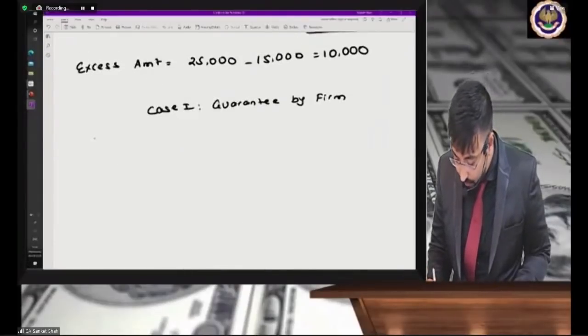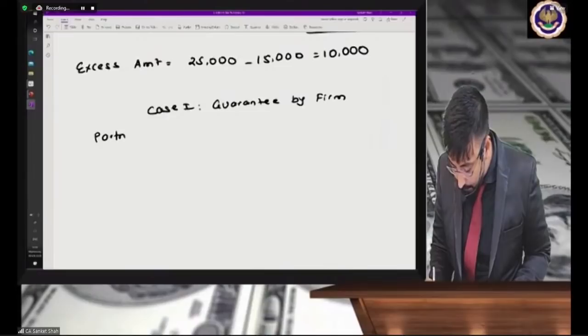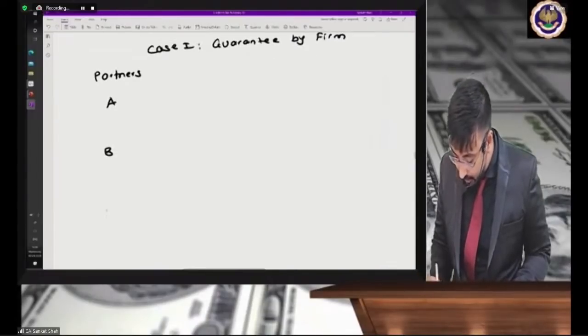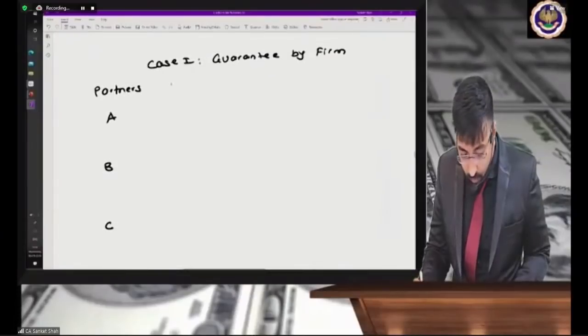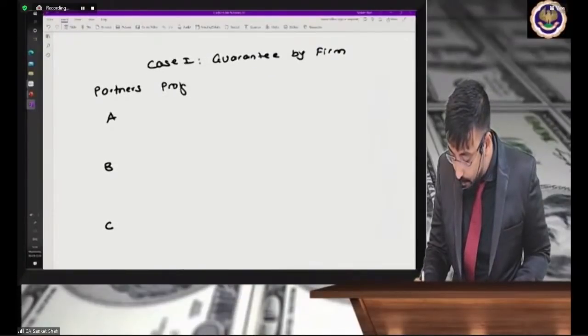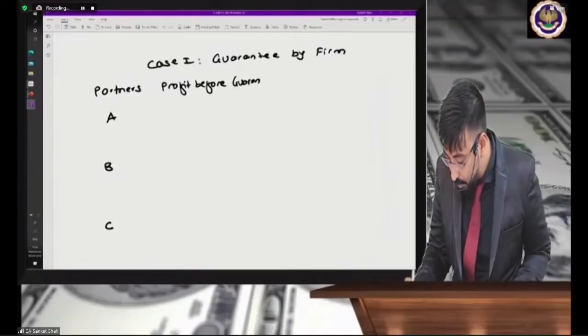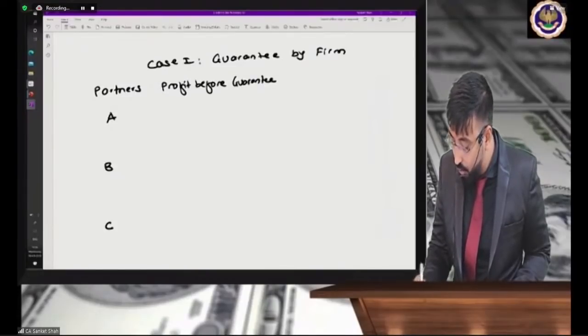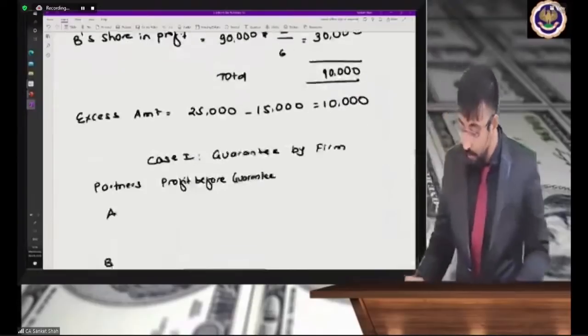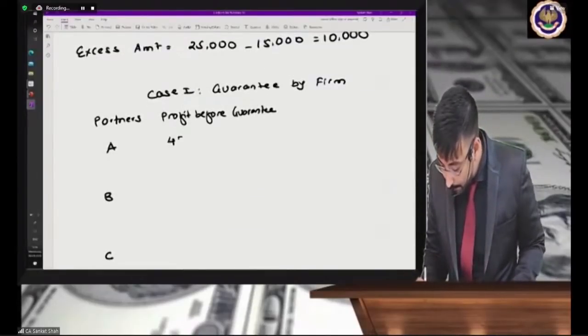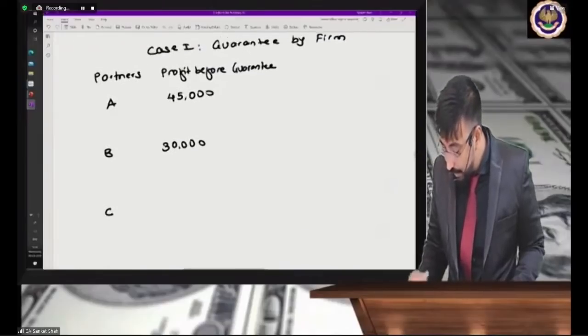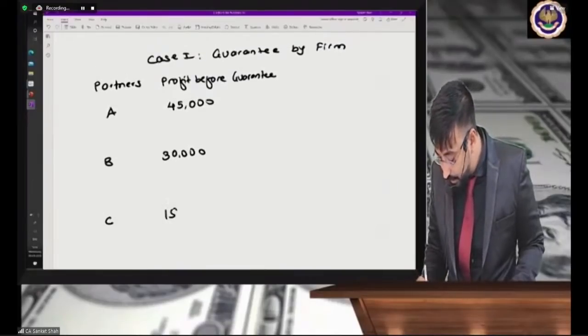Now partners A, B, C. What is their profit before guarantee? You calculated it: A 45,000, B 30,000, and C 15,000.